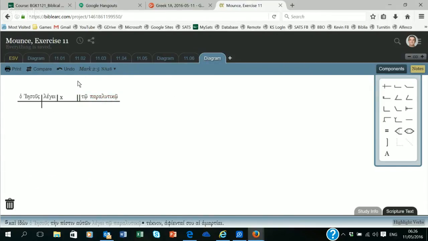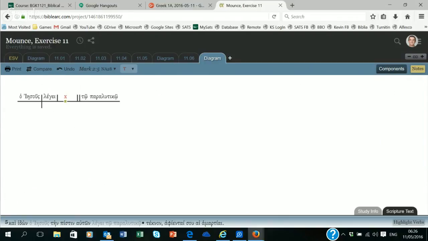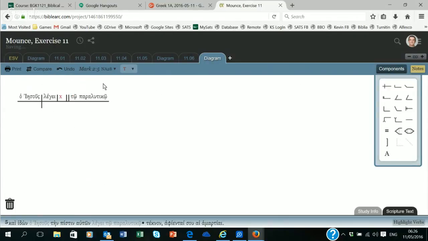There we go. So essentially, there's our base clause. Jesus says to the paralytic. What do we make of idon, ten pistin, auton? You haven't learned it yet. Idon is a participle, and it gives an action that in some sense modifies the verb. And in this case, it means having seen their faith. There being the faith of the four guys carrying him on the stretcher in the context of the story.